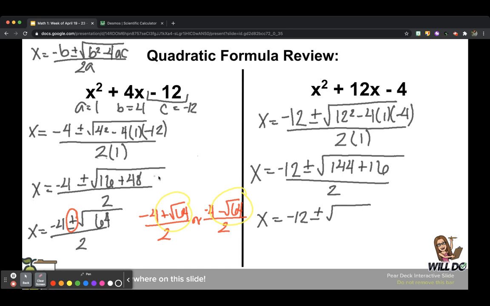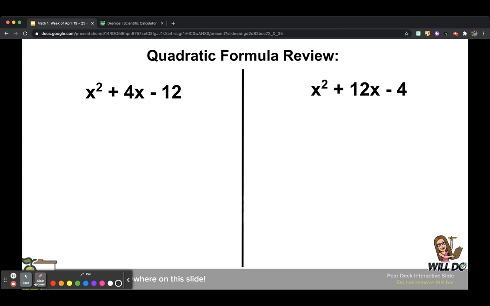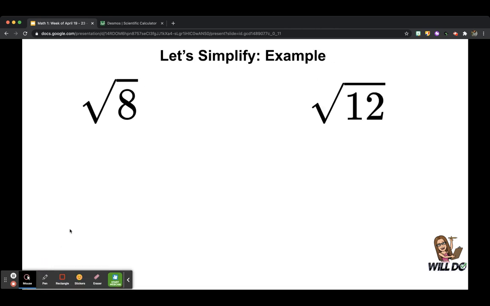So I see right there, okay, y'all, that is not a perfect square. Okay, so here is where simplifying those radicals or square roots is going to come into play, and why it is something that we are diving into during this section of our quadratic formula. So I'm going to go ahead and clear screen, and let's go on to the next one. So let's learn how to simplify.